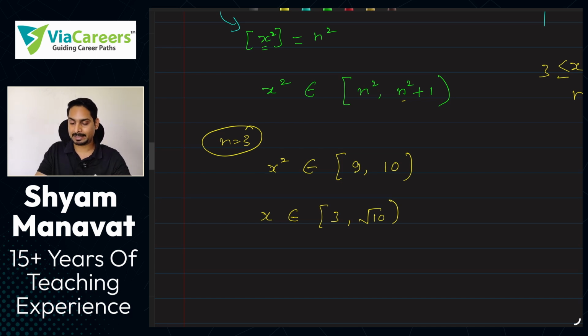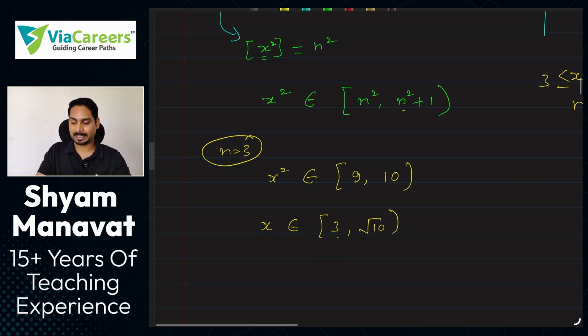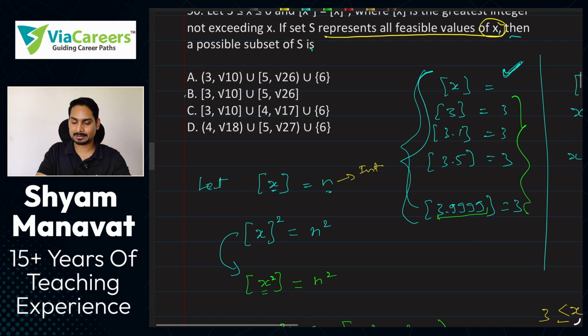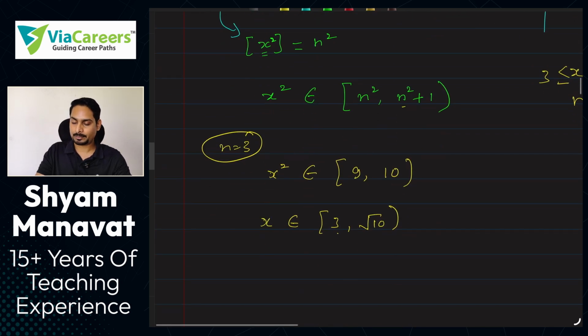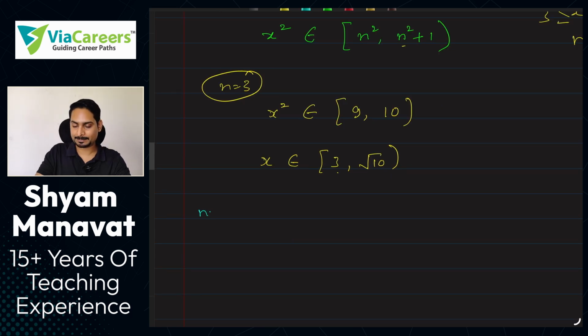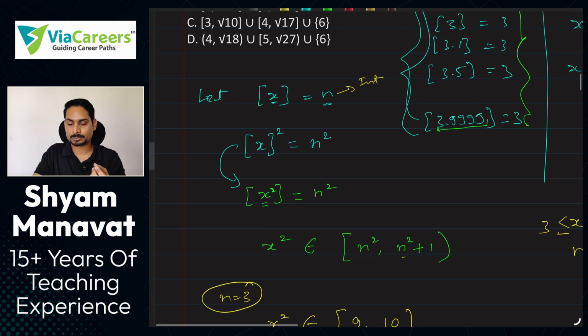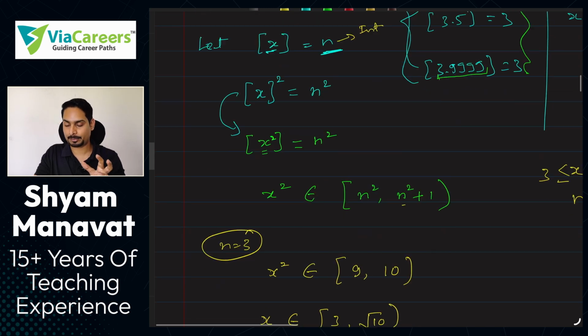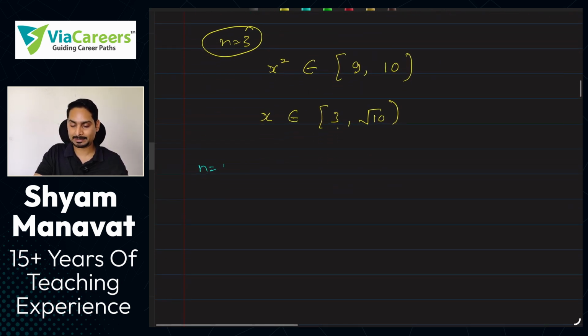So x can take anything from 3 to root 10, and this is what you can see in the options also, where the square root of 10 is not included. Similarly, put the next possible integer value, because n is an integer, the outcome. So n should be an integer, x can be any floating value. So the next integer value is n equal to 4. In that case, x square can also belong to what?